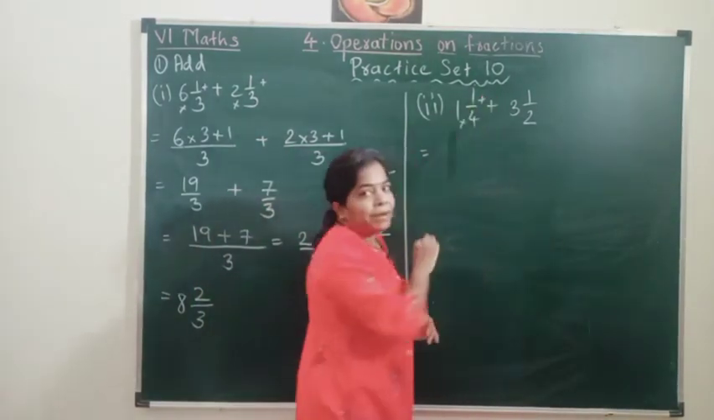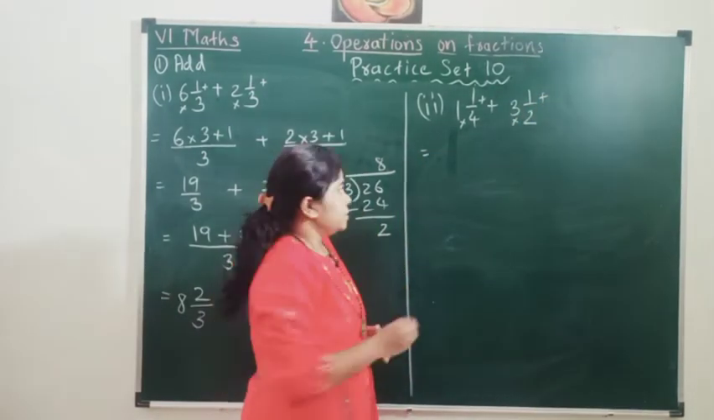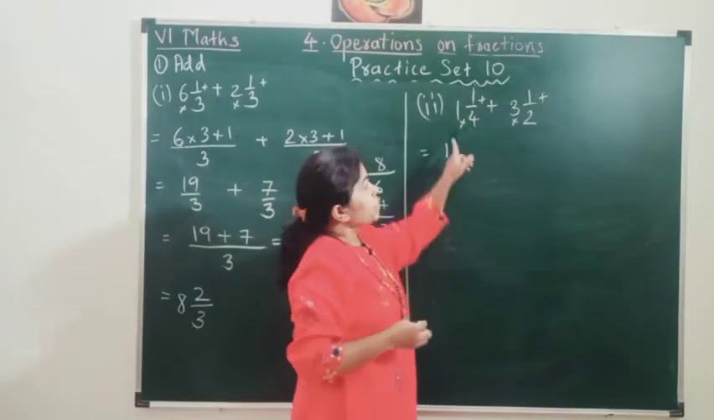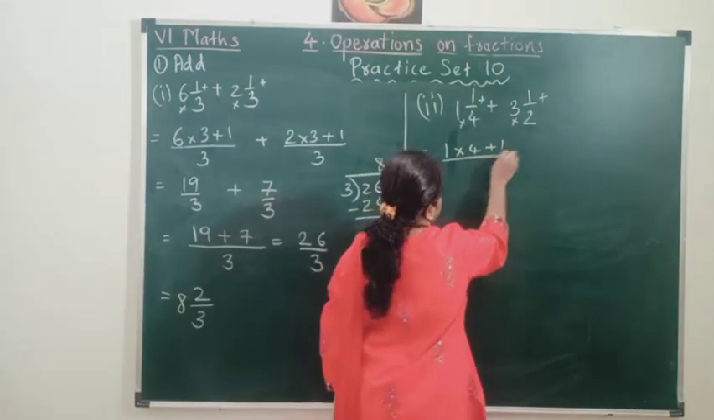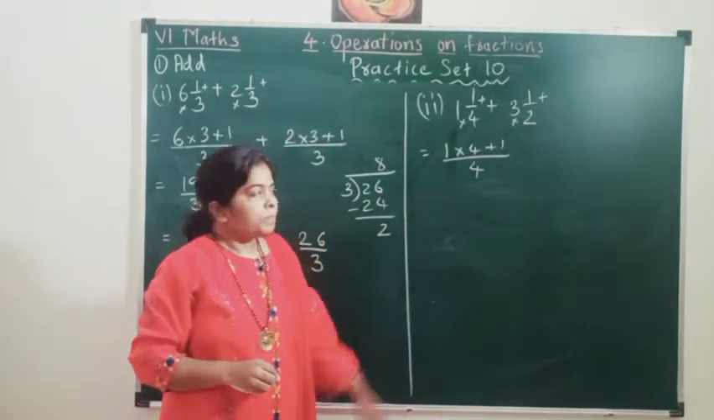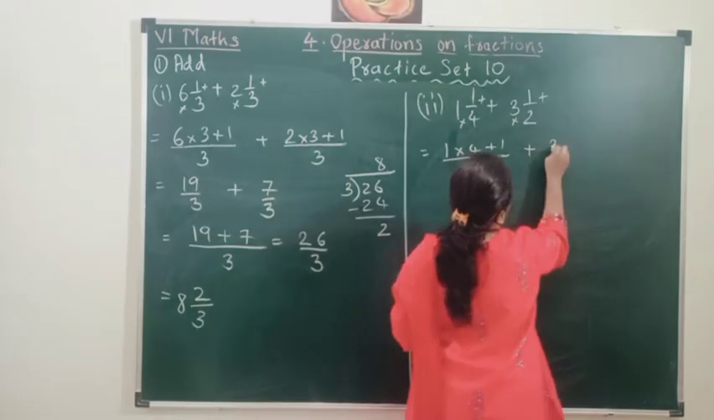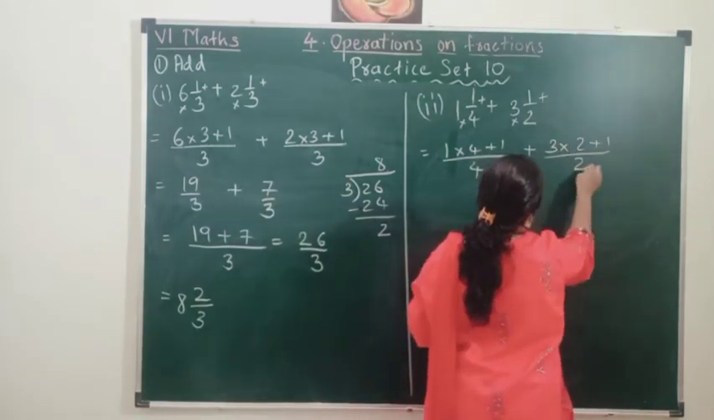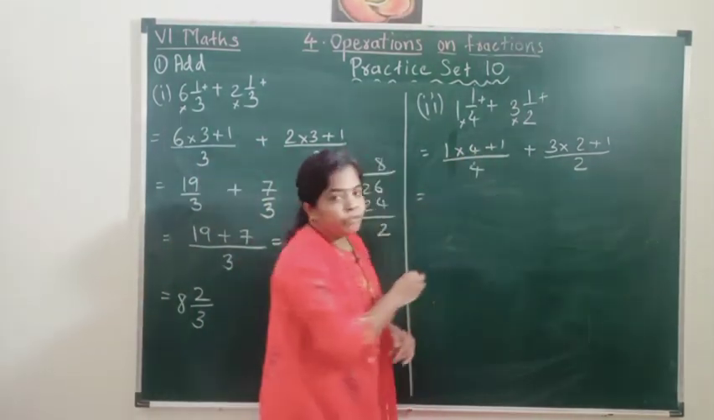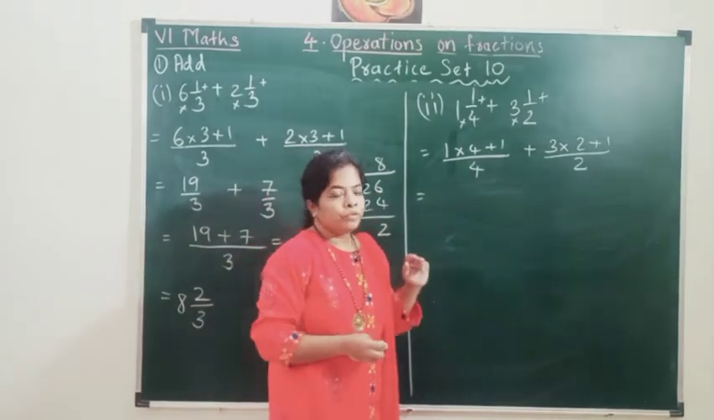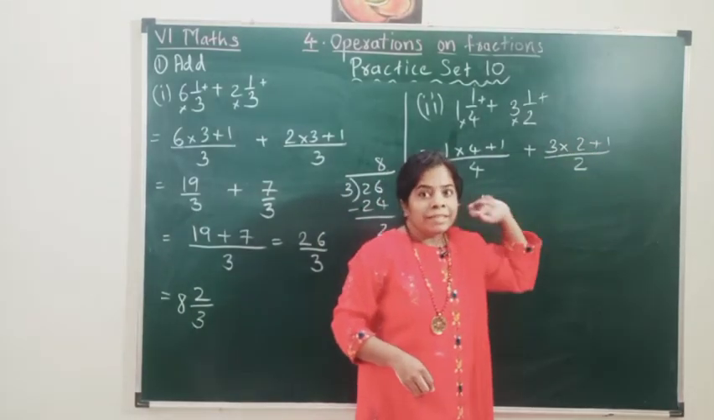Into and plus. Here also into and plus. 1 into 4 plus 1. Denominator remains the same. In the next sum, 3 into 2 plus 1. Now 1 4s are 4 plus 1 5. 5 upon 4. 3 2s are 6 plus 1 7.